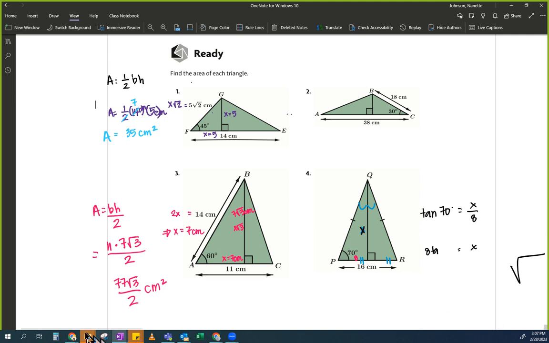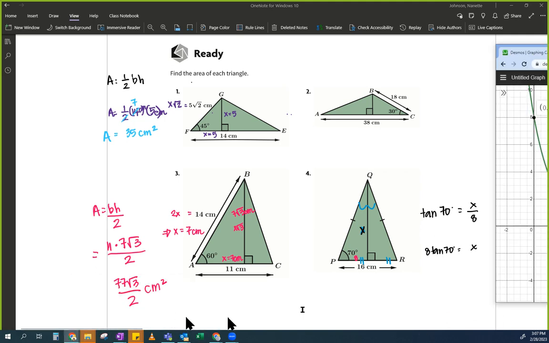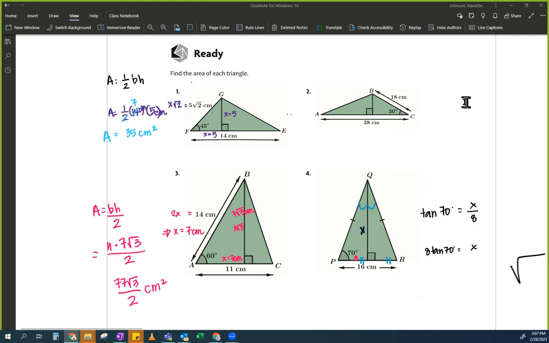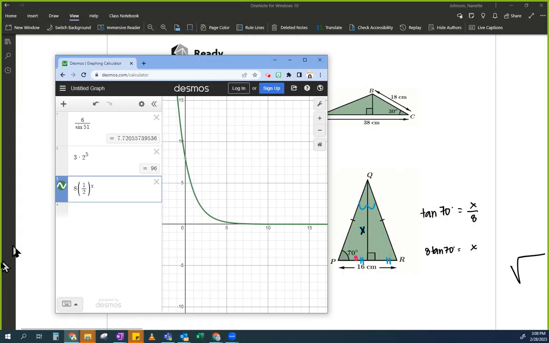And then I would just plug that into my fancy calculator. Oops. It snapped over here. So I'm going to put this here. Going to make sure that I'm still in degrees. Good. And I get 8 tan 70, and it's 21.98. So there you go. That's 21.98.